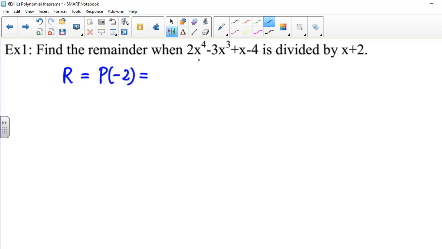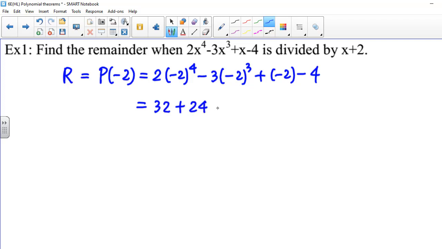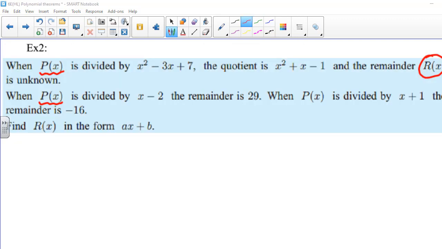What is p of negative 2? Let's plug negative 2 in for x. So it's 2 times negative 2 to the power 4 minus 3 times negative 2 cubed plus negative 2 minus 4. Let's calculate based on the order of operations. So we can have 32 plus 24 minus 2 minus 4 equals 50. So when this one is divided by x plus 2, the remainder must be 50. You also can justify this solution by using long division or synthetic division methods. Let's look at example 2.